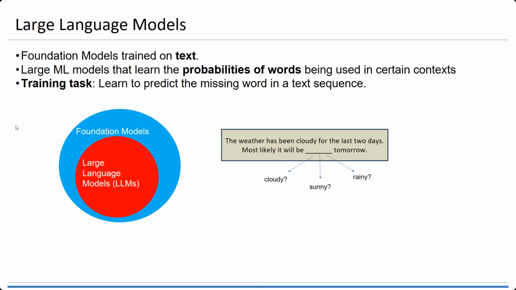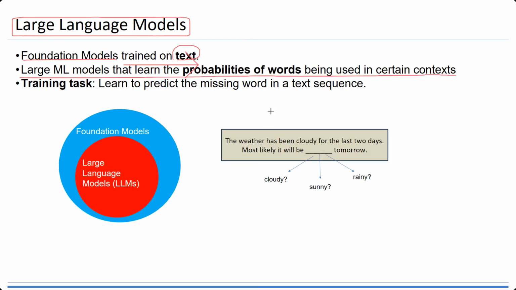Now, we call this the large language model. And sometimes we say this is the foundation model. Foundation models means something that has been trained on text. You have the data on the text, and then you train on the text data. They are large machine learning models that learn the probability of words being used in certain contexts.